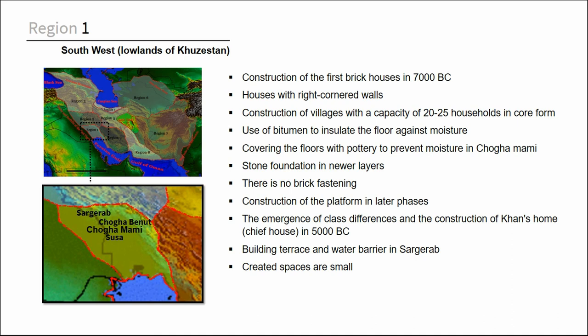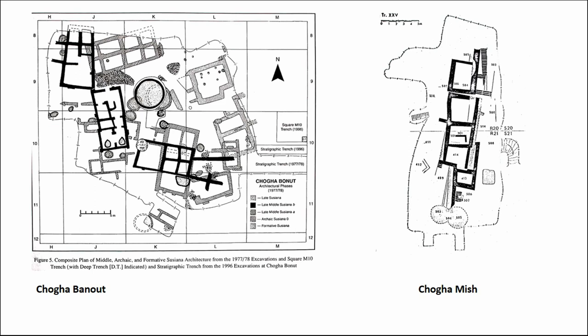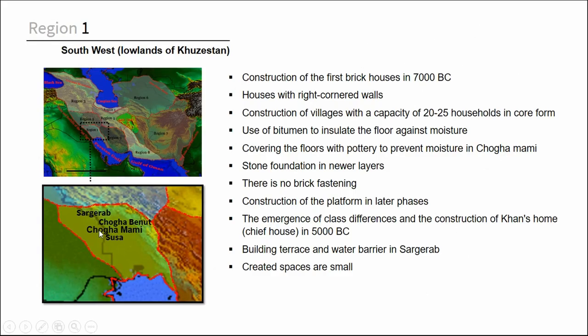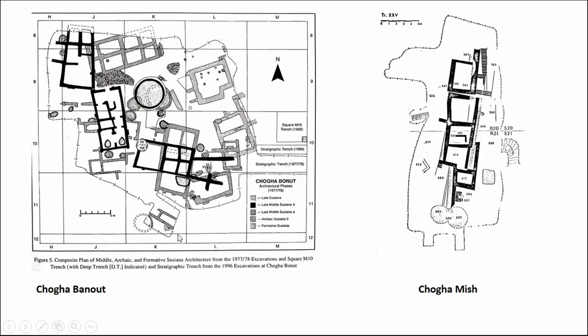Construction of the platform in a later phase, the emergence of class difference and construction of Khan homes, a chief's house near about 7,000 years ago, building terrace and water barrier, and also created a space that is so small. These are two examples of the sites that are excavated, Chorabnut and Choramish. We could see them here in the north of Khuzestan.